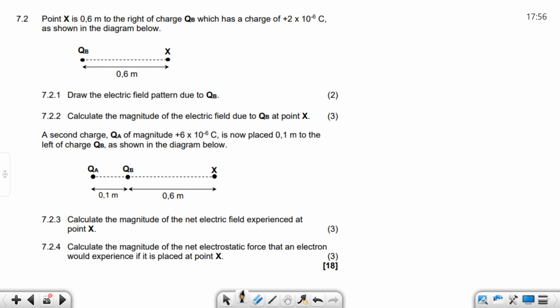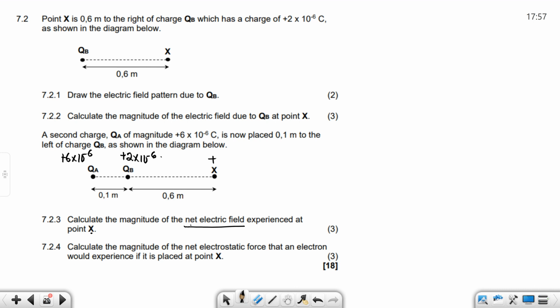A second charge. So we know our QB. What's our QB? Positive 2 times 10 to the power negative 6. Second charge QA, positive 6 times 10 to the power. All right, we're good. It's now placed 0.1 meters to the left of QB, as shown in the diagram below. Calculate the magnitude of the net. Guys, once you see net, you start by drawing a free body diagram. But they said at point what? X. X is a point charge. Point charges are always positive.